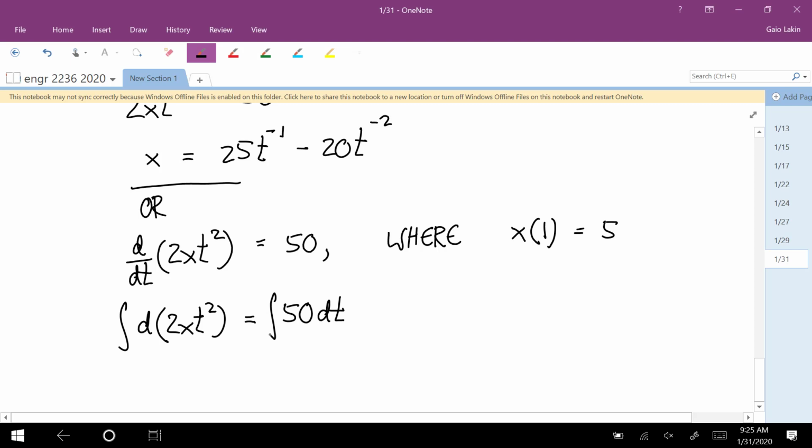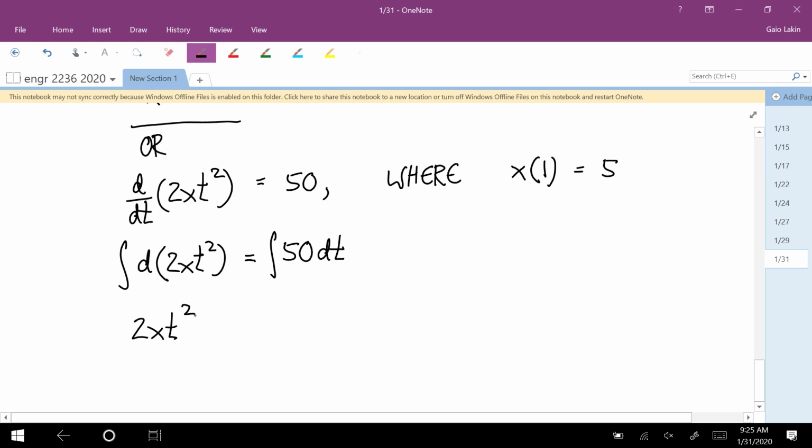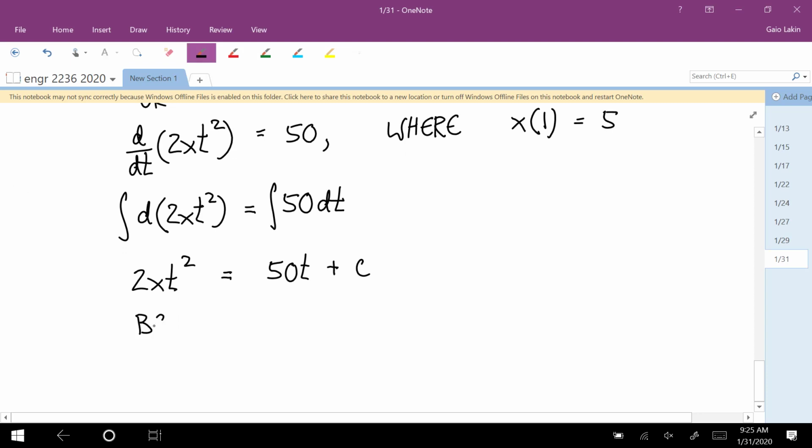If you integrate this infinitesimal increment of 2xt squared, you get 2xt squared, and that's equal to 50t plus c. And now the boundary condition: we have 10 is equal to 50 plus c. So c is equal to negative 40, and it all works out the same.